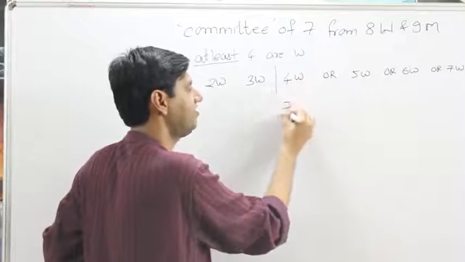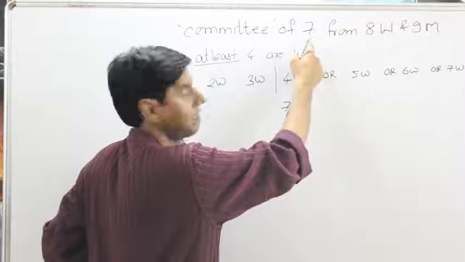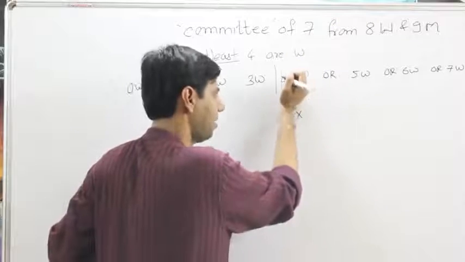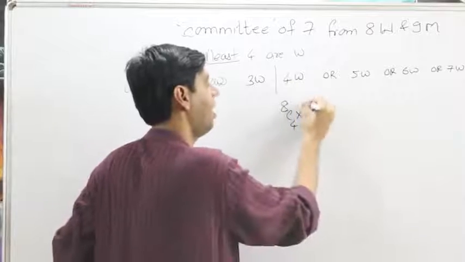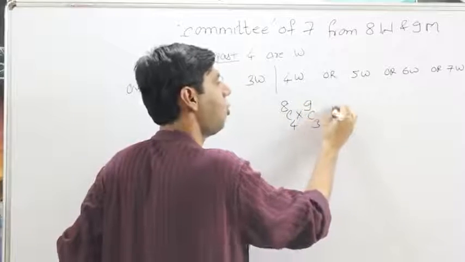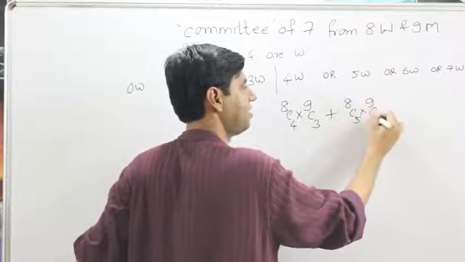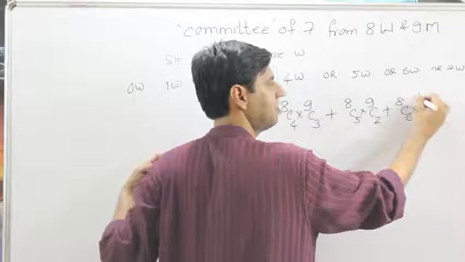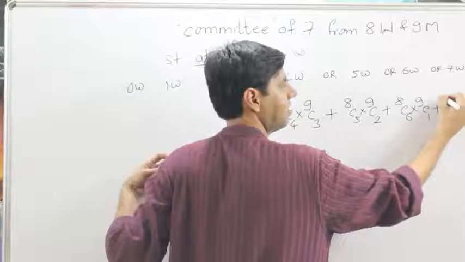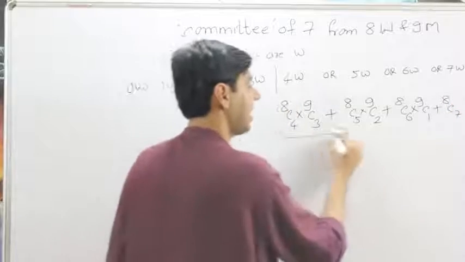4 women is 9C4. The job doesn't end there. I also need to fill in the other 3 positions from men. I'm sorry again, there are 8 men, so that's 9C4 into 8C3, or 9C5 into 8C2, 9C6 into 8C1, or 9C7. This is what we had done earlier also. This is the correct answer.